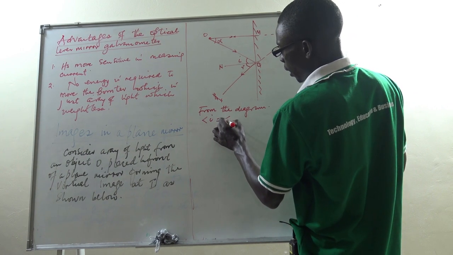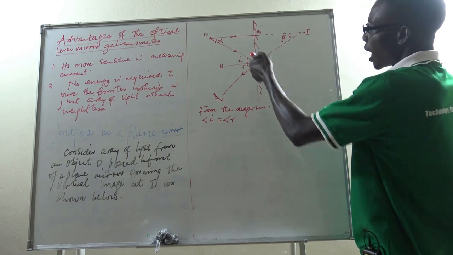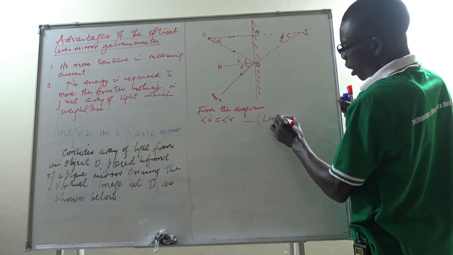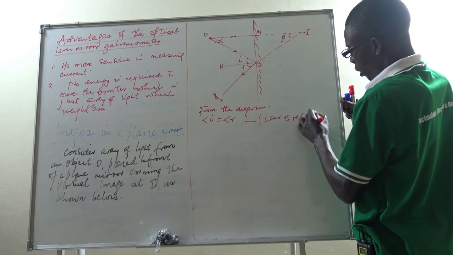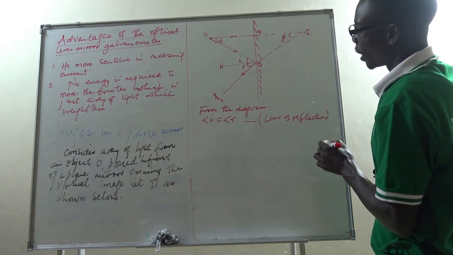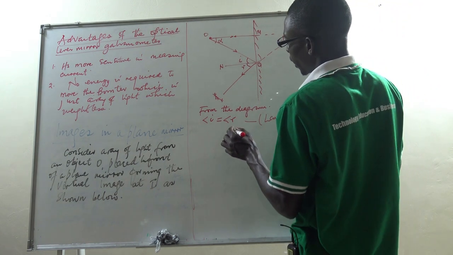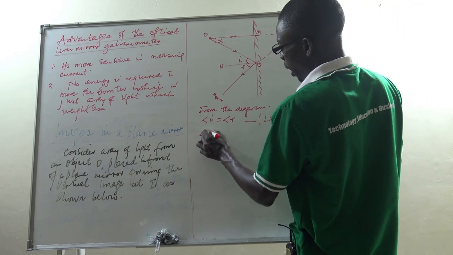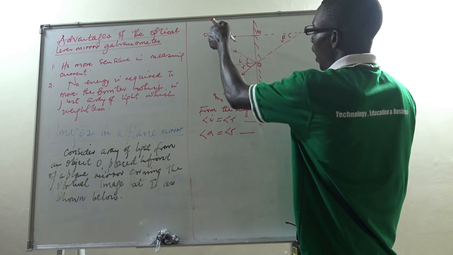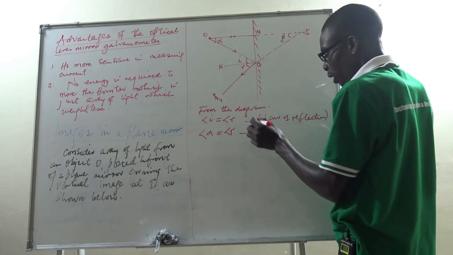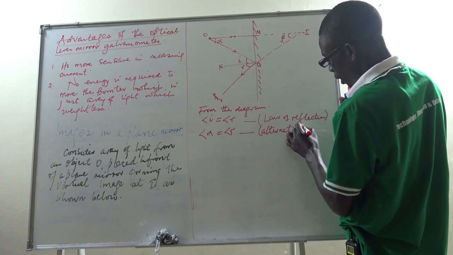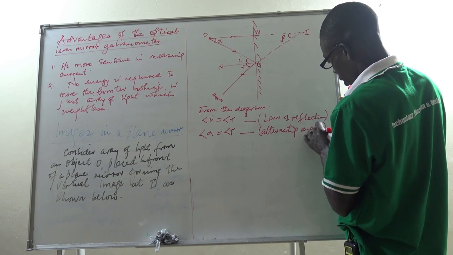angle I is equal to angle R. Who can tell us why this angle is the same as that angle? It is because of the laws of reflection, that the angle of incidence is equal to the angle of reflection. Is that okay? So I can also still say that the angle alpha is equal to also angle R, isn't it? This angle is equal to this angle here. Which reason can we give there? These are alternating angles. Is that okay?